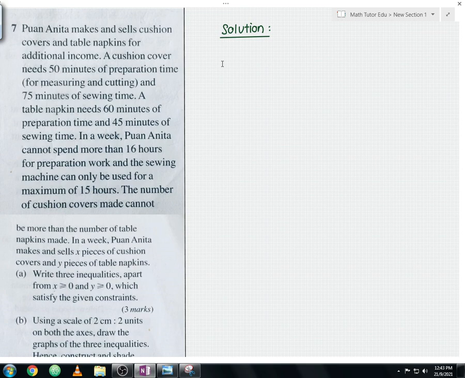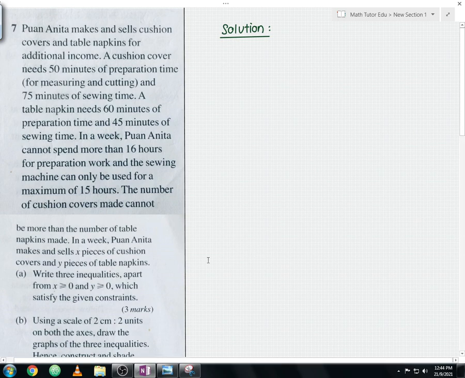In a week, Puan Anita cannot spend more than 16 hours for preparation work, and the sewing machine can only be used for a maximum of 15 hours. The number of cushion covers made cannot be more than the number of table napkins made. In a week, Puan Anita makes and sells X pieces of cushion covers and Y pieces of table napkins.